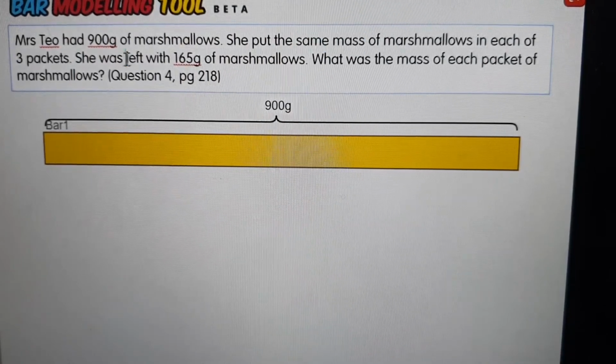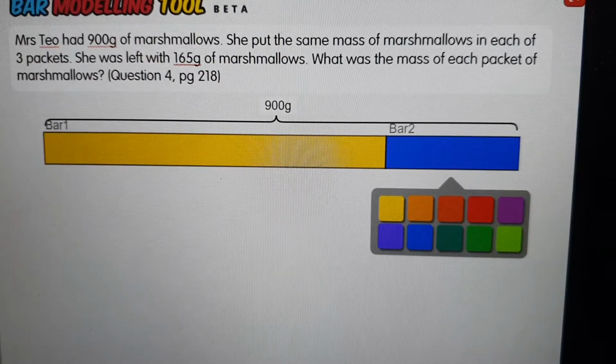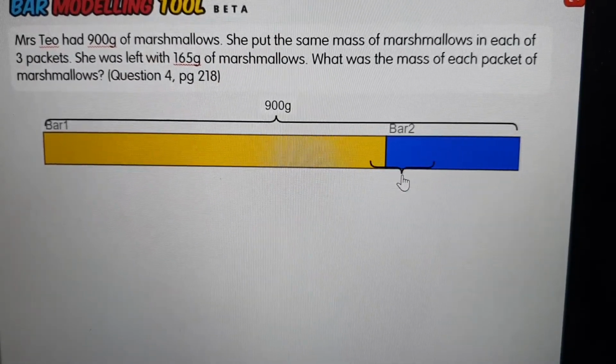So she was left with 165 grams of marshmallow. If after she put into 3 packets, she still has 165 grams of marshmallow left, do you think she actually used all her marshmallows? No. So in this model here, you will be cutting a part out here to indicate that this part here represents the 165 grams left.